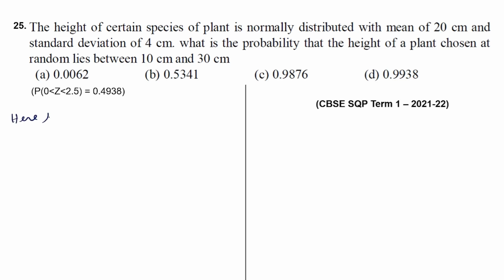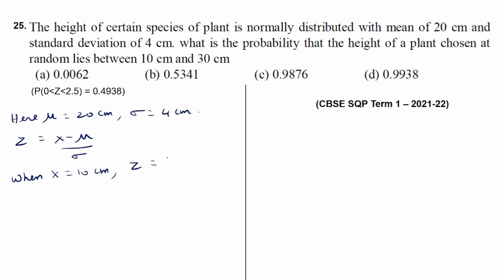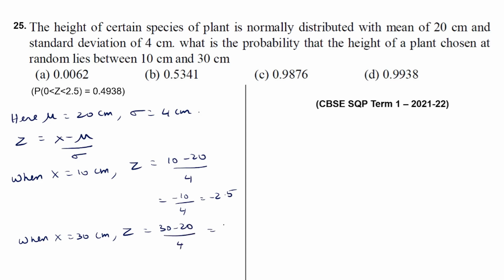So here mu equal to 20 centimeter and sigma equal to 4 centimeter. And we can find the z-score as z is equal to (x minus mu) by sigma. When x is equal to 10 centimeter, z is equal to (10 minus 20) by 4. It is minus 10 by 4, which is minus 2.5. And when x is equal to 30 centimeter, z is equal to (30 minus 20) by 4. It is 10 by 4, which is plus 2.5.